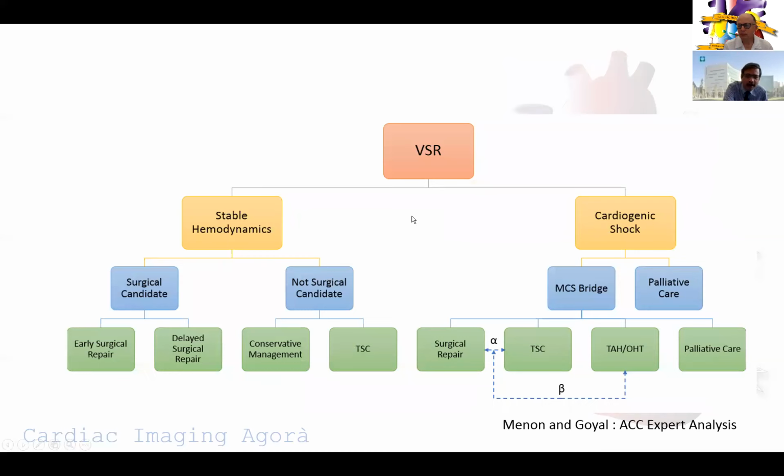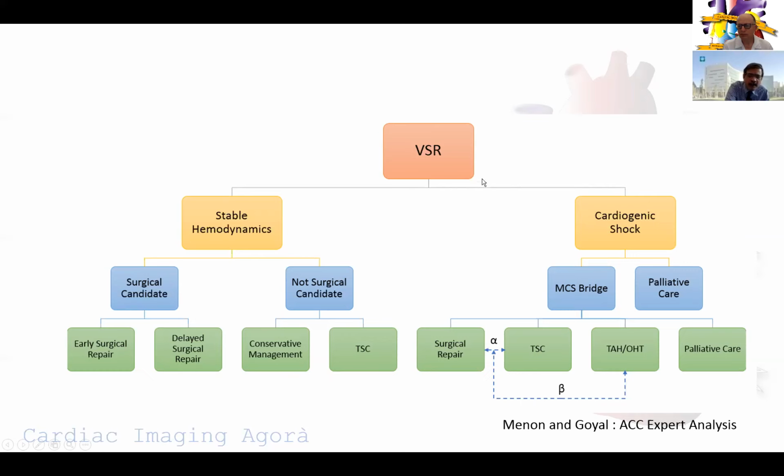We wrote this article, and I wanted to summarize, because we didn't have that much time, with 2 slides about how we think about ventricular septal rupture in the current era. I think you first want to make sure, is a ventricular septal rupture in a patient presenting with shock, or is a ventricular septal rupture in a patient with stable hemodynamics?